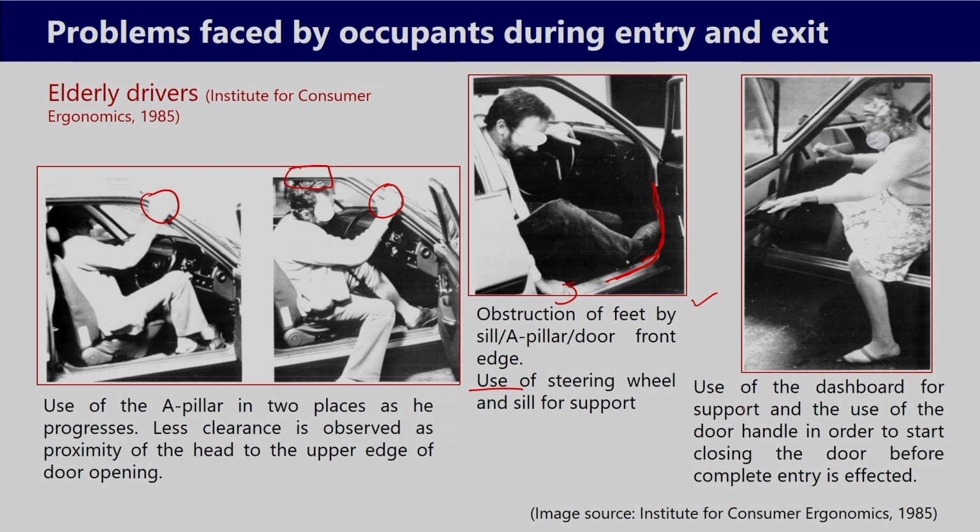Similarly, for the elderly person, they need to use the dashboard for support and the door handle in order to start closing the door before entry is completely effected. In the case of elderly people, they sit on the seat, then they try to drag the door a little bit inside, because once they are seated, it is not possible for them to lift their body weight again and bend sideways to reach the door handle. So, for that purpose they prefer to move the door a little bit closer to them while they are going inside.